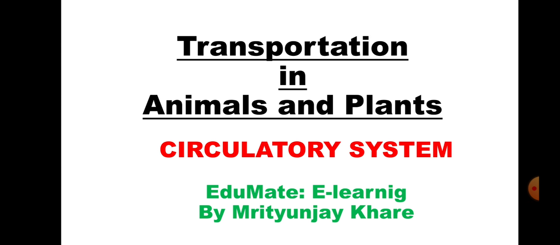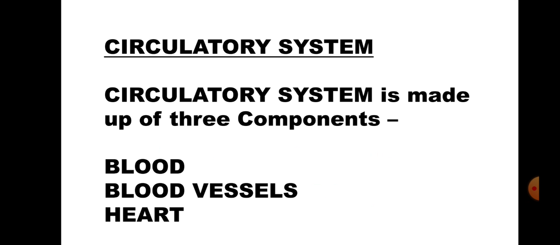As you know, my earlier video was about the introduction of this chapter. We discussed that there is a system in the body of animals to transport food, water and oxygen to all parts of the body and ultimately to each and every cell. The system involved in this transportation of food, water and oxygen is known as the circulatory system. So what is the circulatory system? The circulatory system is made up of three components: blood, blood vessels and heart. We will discuss the circulatory system in detail.